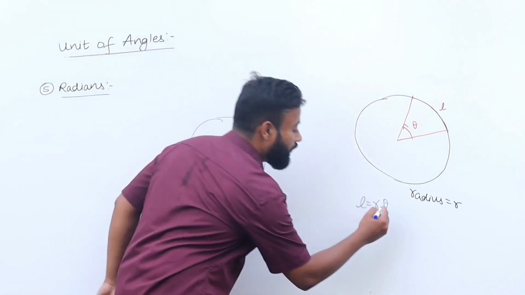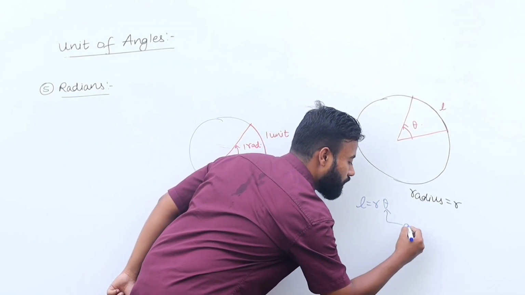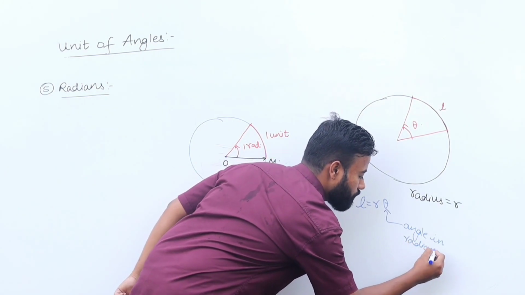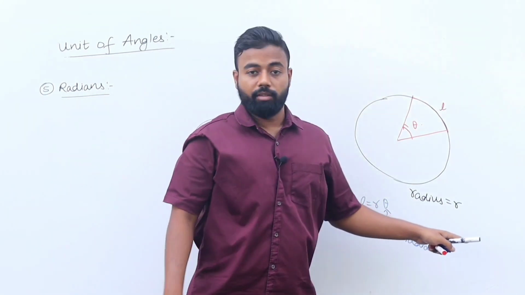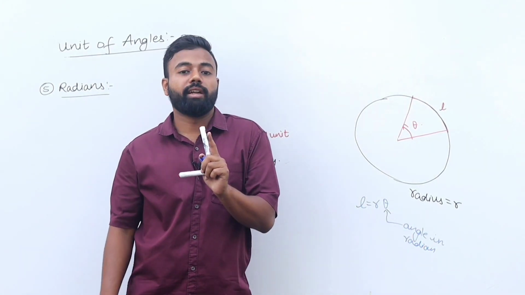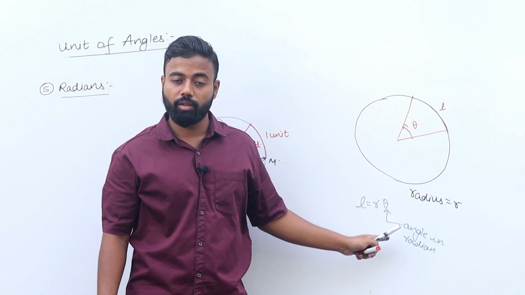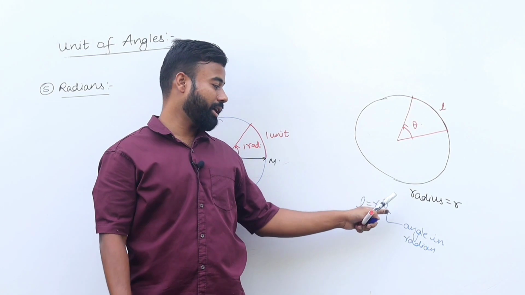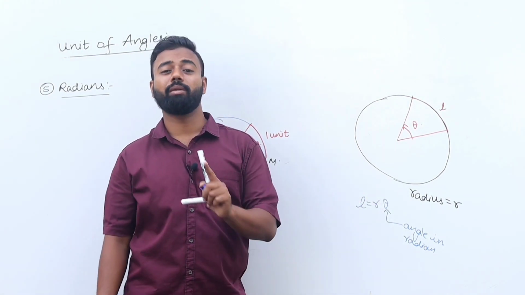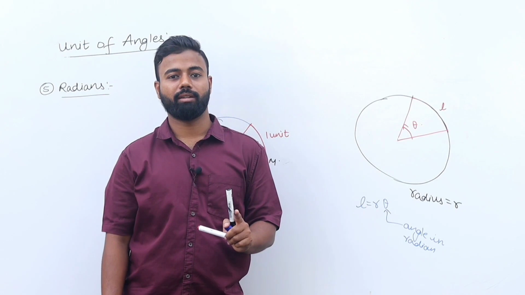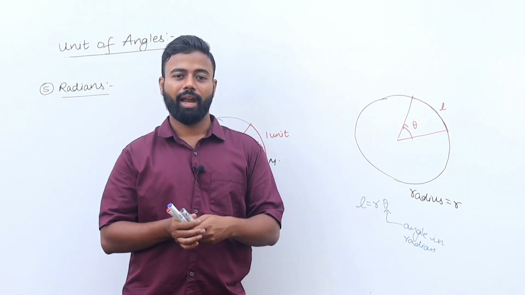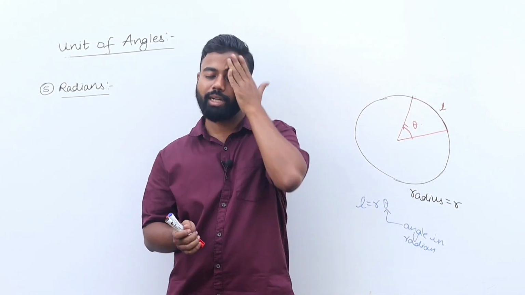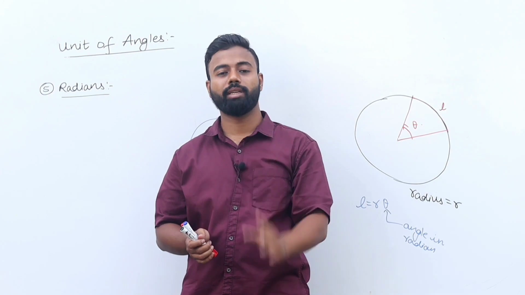Please make a note that theta is the angle in radian. Whatever theta we get from this relation would definitely be in radian. It won't be in degree, it won't be in revolution, it won't be in minute or second. So the angle that we put here, or get from this relation, would definitely be in radian only. I hope things are clear. Now if you are given any circle and an arc on that circle of a particular length, then you would be able to tell what angle that arc makes at the center. I hope things are clear.